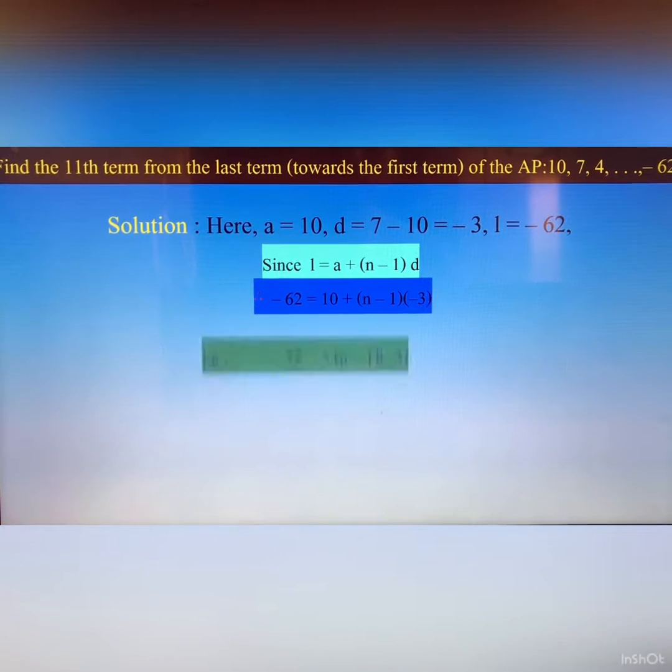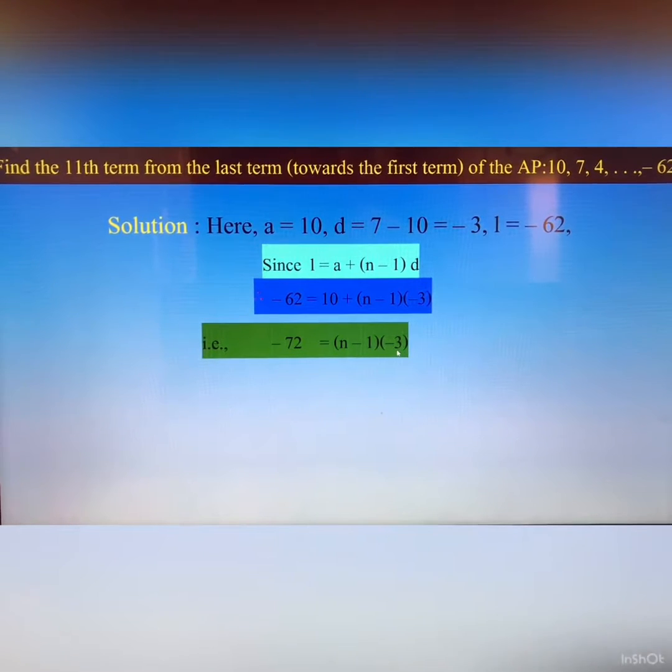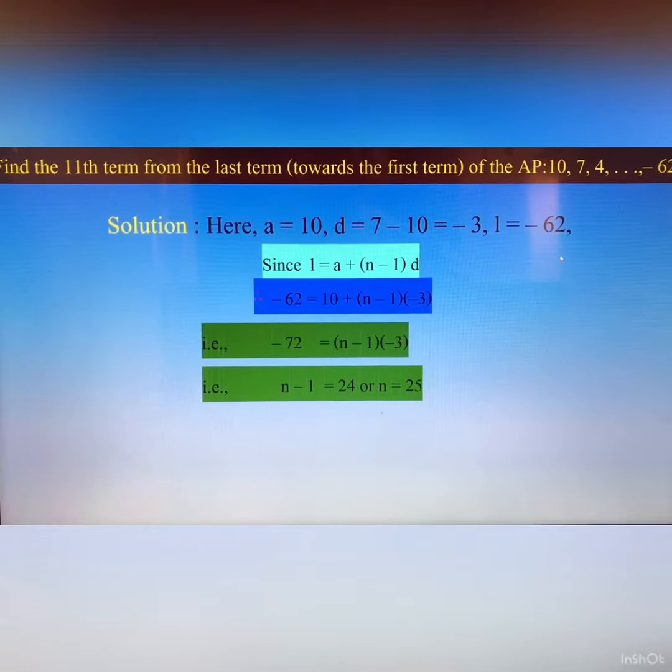On simplifying, we will get minus 72. Why? Because this 10 is transposed to the left side, so it is minus 10. Minus 62 and minus 10, that is minus 72, equals (n minus 1) multiplied by minus 3. So we will get n minus 1 equal to 24, which means n equal to 25. It means this series contains 25 terms.